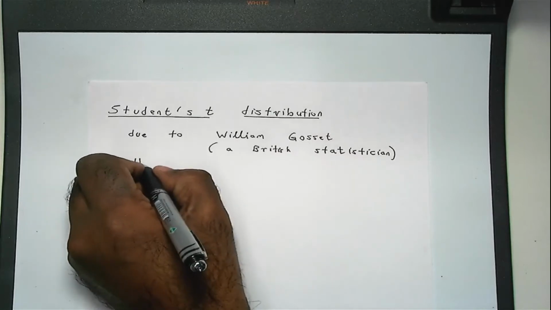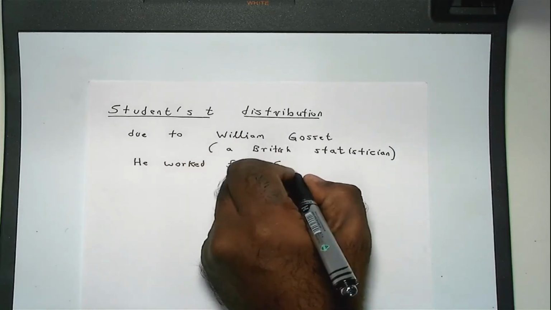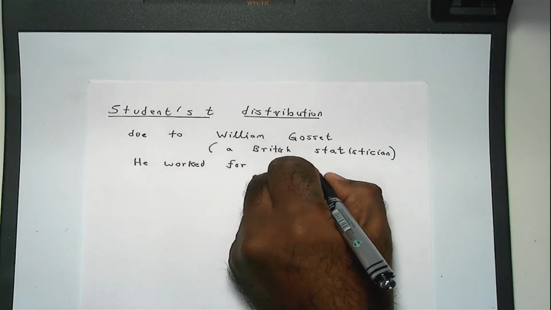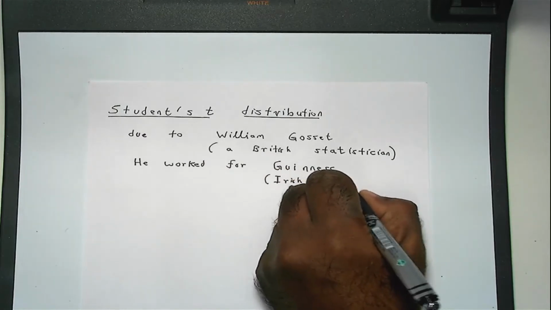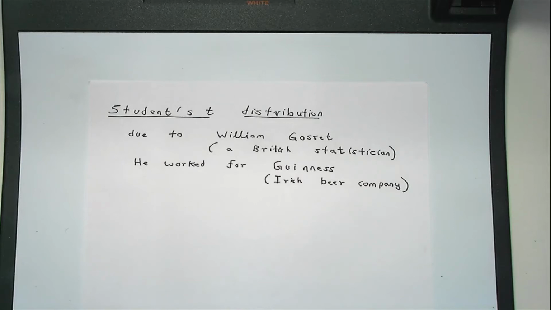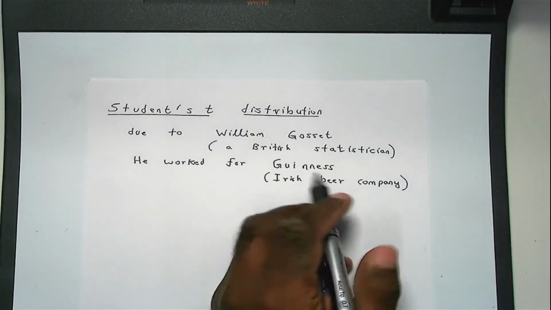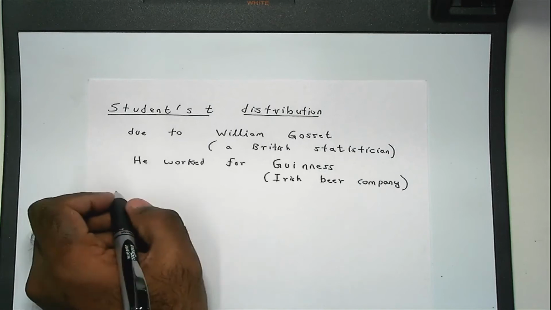But he worked for the famous Irish beer company. One of their policies was that you're not supposed to publish your research, not supposed to put it in the public domain. So he published his findings under the pseudonym Student. That's how it became known as Student's distribution. Instead of calling it Gosset's distribution, people started calling it Student's t distribution. Anyway, that's the story behind it.